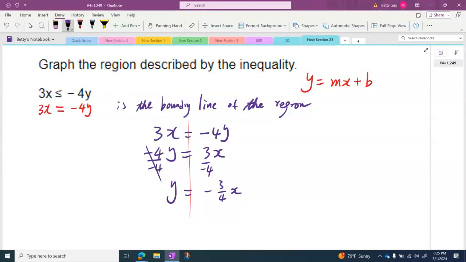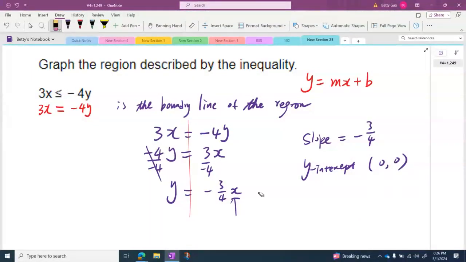So that means the equation has a slope of -3/4 and a y-intercept of (0, 0). When you plug in x equals 0, y is 0, right? Well, you can use the slope-intercept form to graph the line. Or, you don't have to. You can be flexible, right?